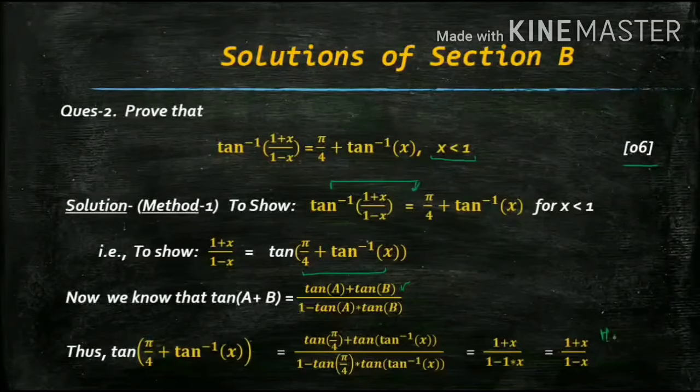Now one more thing is important over here. If you have done up till this and just left it and written, hence proved, then grant yourself only 4 marks, because you have done a lesser part of the question. That means you have forgotten something. You also have to show that this is true for x less than 1, not for any x, only for x strictly less than 1.